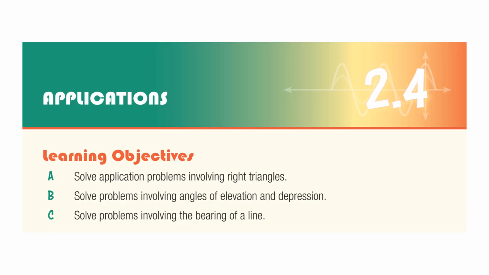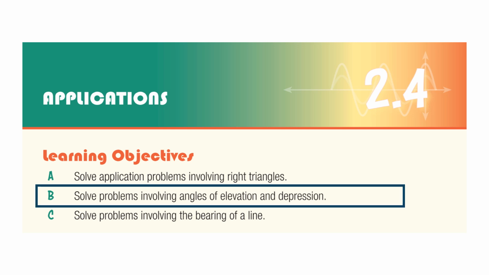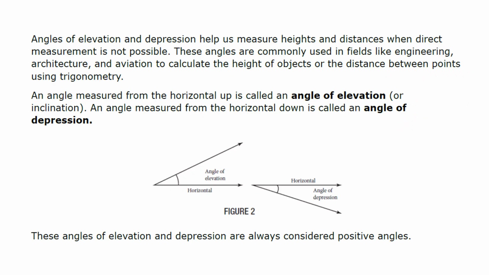All right, objective number 2, so B. Solve problems involving angles of elevation and depression. Angles of elevation and depression help us measure heights and distances when direct measurement is not possible. These angles are commonly used in fields like engineering, architecture, and aviation to calculate the height of objects or the distance between points using trigonometry.